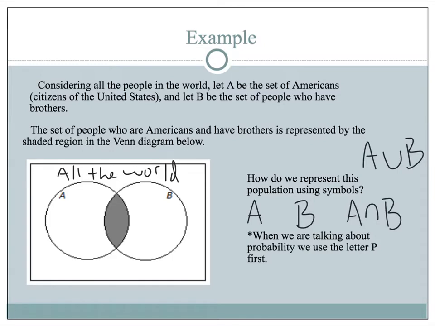Now we're also going to dive into some probability. The only difference when notating probability is we put a P in front of it. So what's the probability of being American? That's how that reads right there. And we can use the same notation for the probability of having a brother, the intersection of the two, or the or statement that we had. We can just throw a P in parentheses around them.